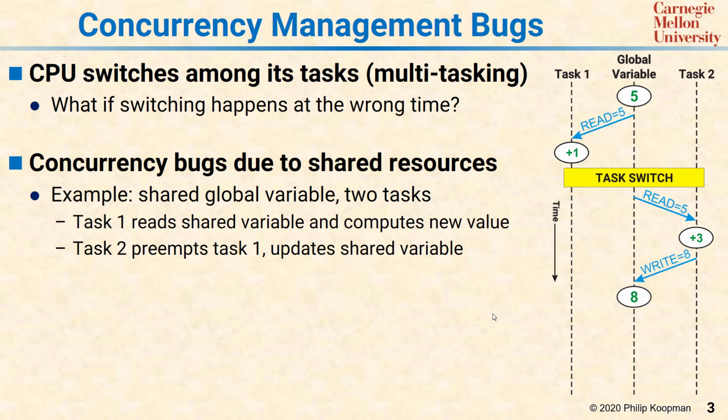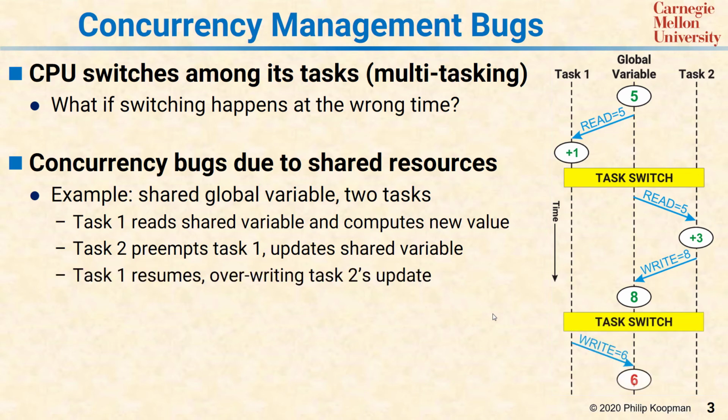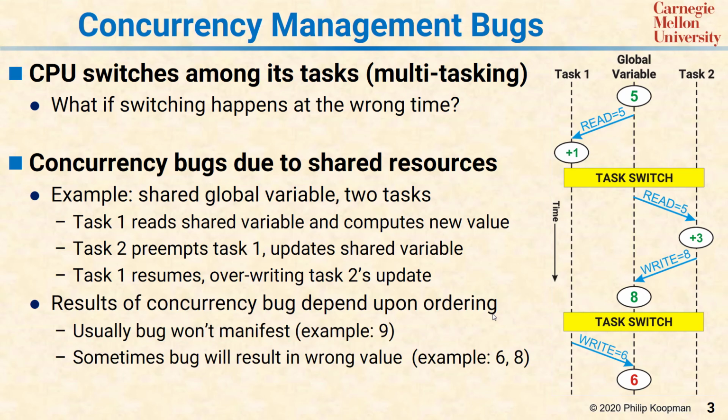But eventually, the task is going to switch back over to task 1, and it still has the 5 plus 1, and so it writes back its value 6. If these two tasks run at different times, the global variable would be 5 plus 1 plus 3. It should give you 9. But what happens here is because task 2 got overwritten by the interrupted task 1, the value is 6.